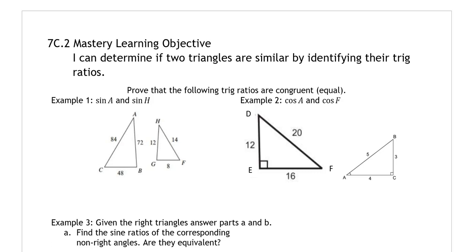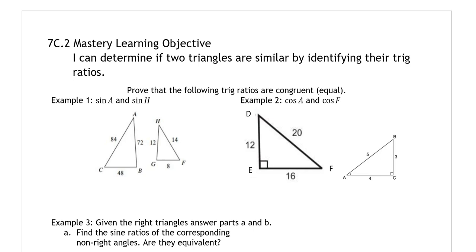All right, we are now looking at 7C.2, which is very similar to 7C.1. We're still looking at how similar triangles and trig ratios go together. Okay? So our 7C.2 MLO is I can determine if two triangles are similar by identifying their trig ratios. So this is basically just the opposite.